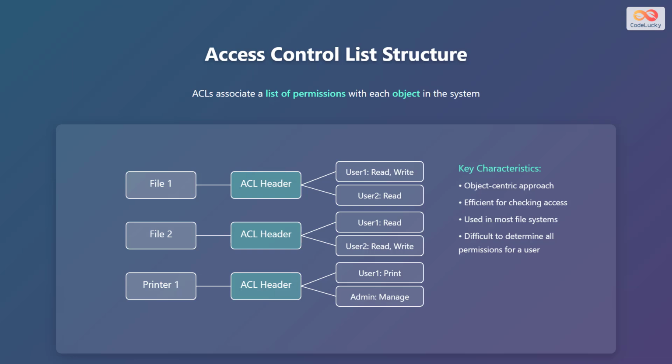Some of the key characteristics of ACLs are that they are object-centric, efficient for checking access, and used in most file systems. However, it's difficult to determine all permissions for a user.